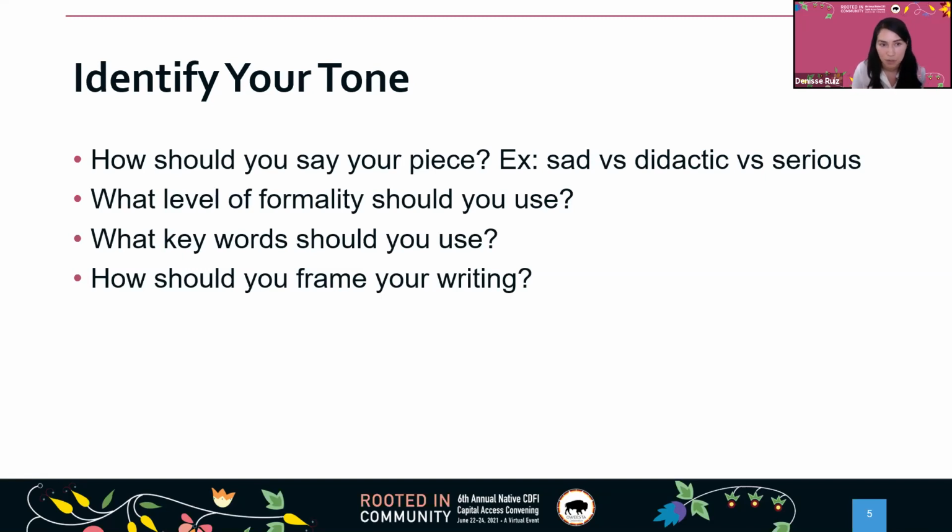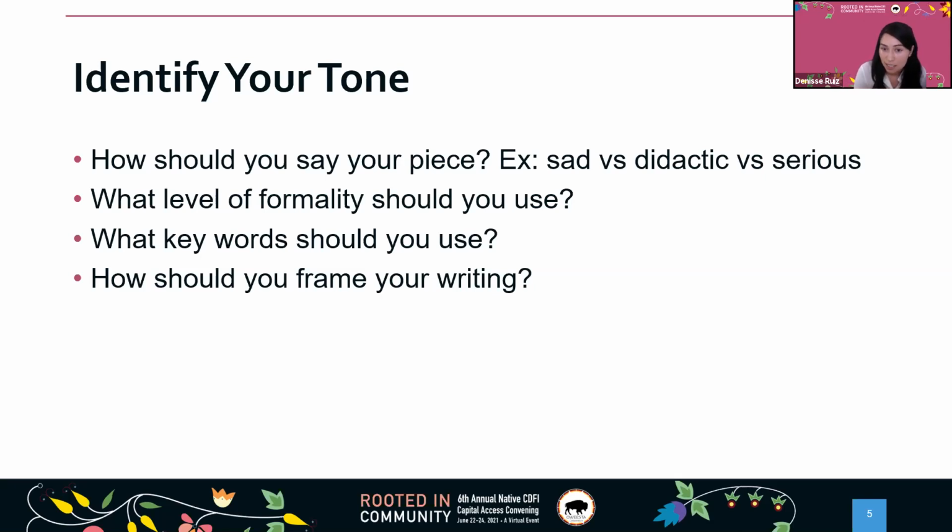And some examples of tones that I just jotted down. You can be very sad, you can be very emotional, you can convey distress in your writing if you want to convey that urgency or just sadness in your writing.